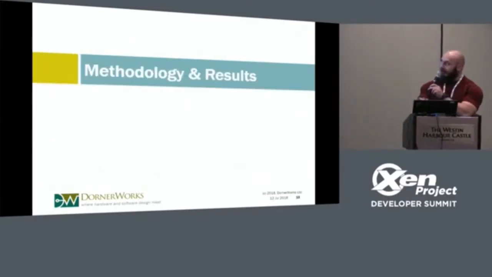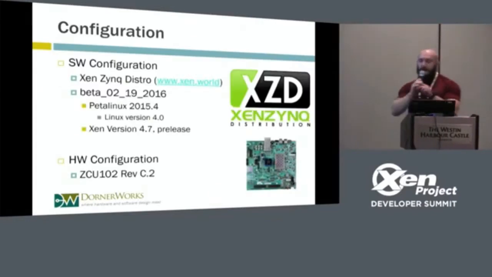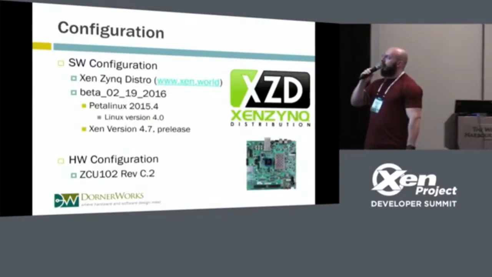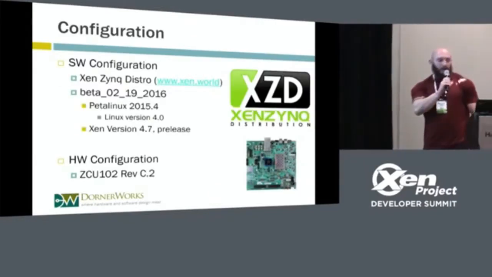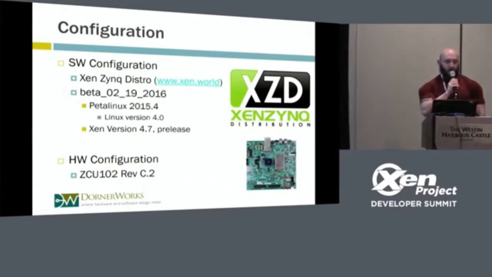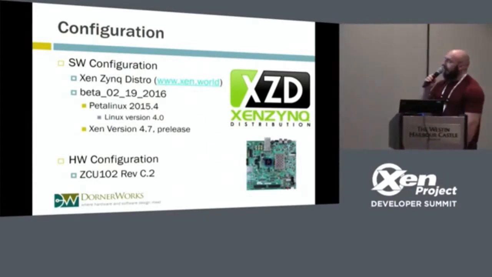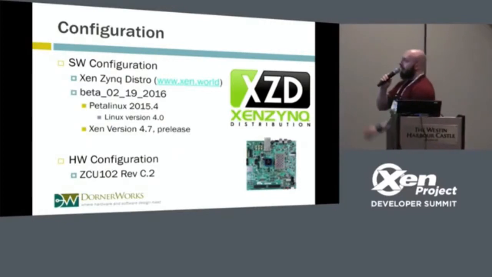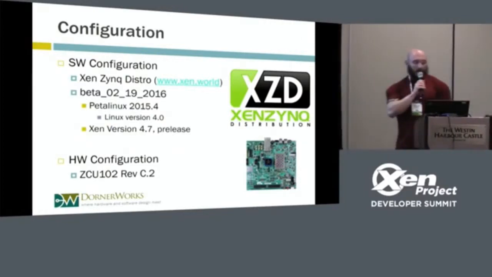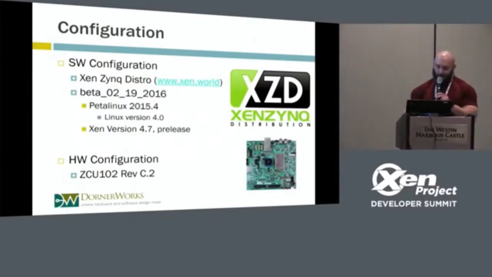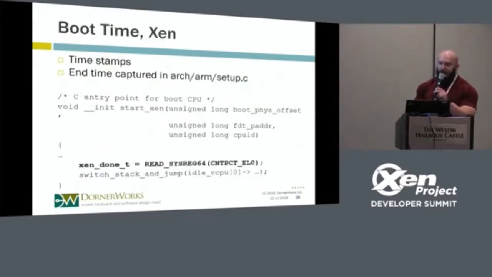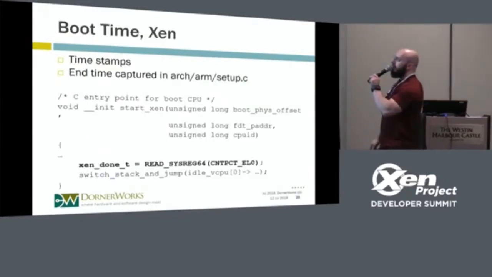So now moving into our actual testing and results. This is the configuration we used. We've got the Xen Zynq Distro version 2016, Linux, and Xen 4.7, and we're running on our ZCU102 testing board. So the first thing we covered was boot time for Xen.